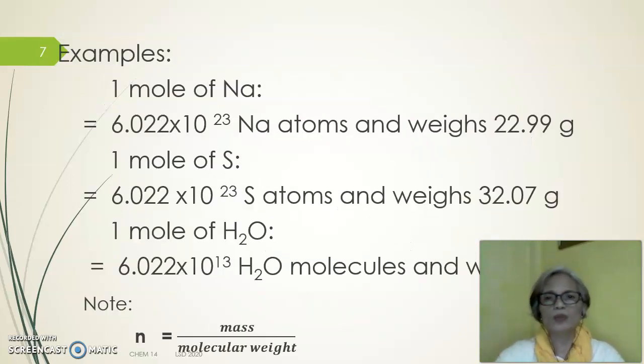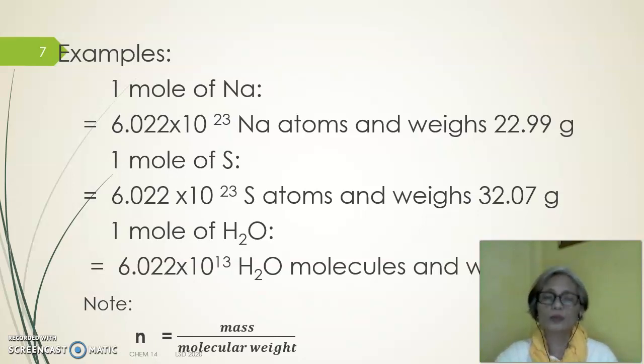So for example, 1 mole of sodium contains Avogadro's number of sodium atoms. It's 6.022 times 10 to the 23rd sodium atoms and would weigh 22.99, so almost 23 grams. A mole of sulfur, on the other hand, would weigh 32.07, but it will also contain the same number of sulfur atoms. So suffice to say, if we compare the two outrightly, we would know that sulfur is bigger than sodium because it weighs more. No? A mole of sulfur weighs higher than a mole of sodium.